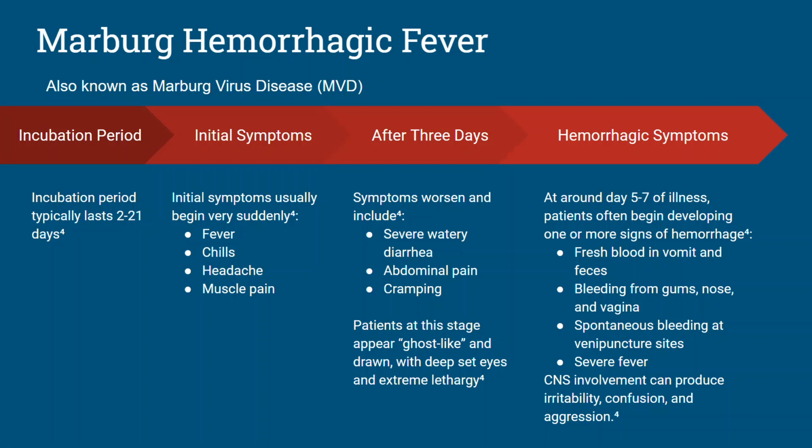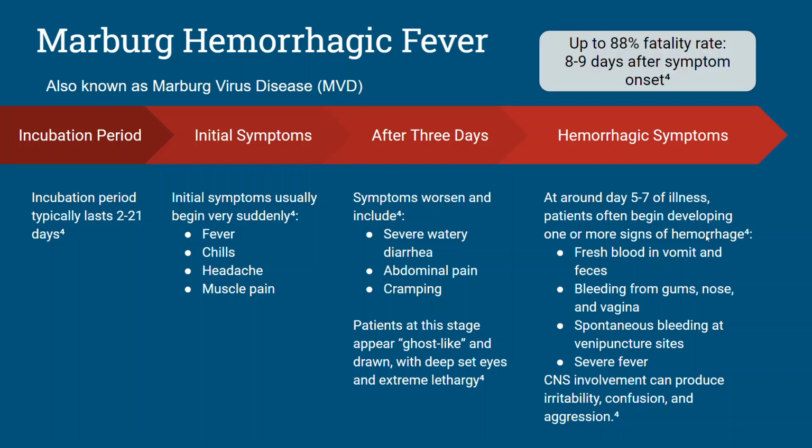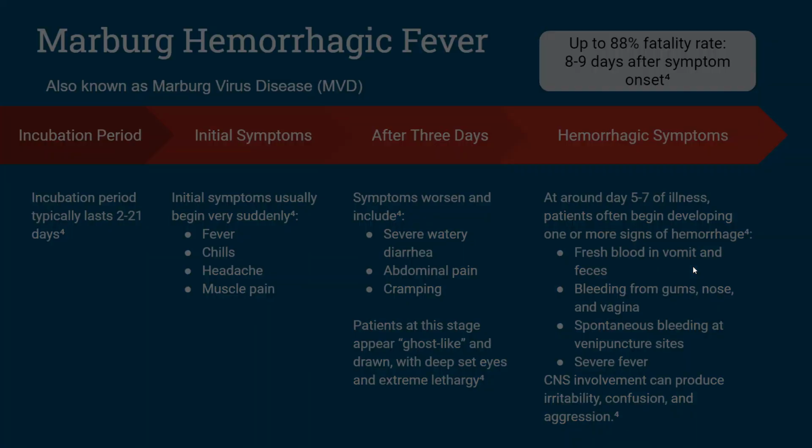If the disease has spread to the central nervous system, it can produce irritability, confusion, and aggression, which altogether can make it even harder to treat these patients. And this disease is pretty deadly. The WHO estimates that it has up to an 88% fatality rate, and usually death occurs after 8 to 9 days of symptom onset. Although supportive care can often increase the odds of survival for a patient.